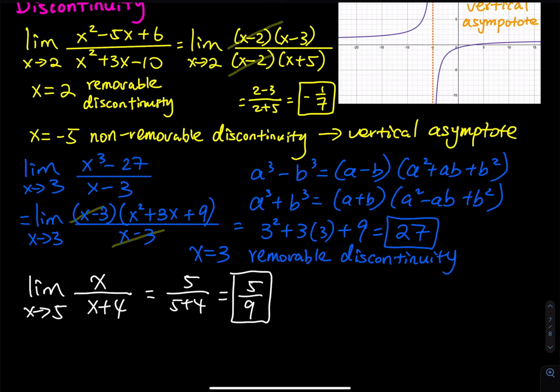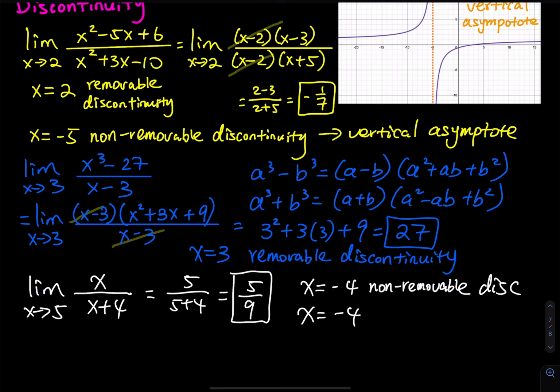Since x plus 4 cannot be eliminated, we say x equals negative 4 is a non-removable discontinuity. And what is that? When you graph the function, what do you expect to see on the graph? That x equals negative 4 is a vertical asymptote, right?